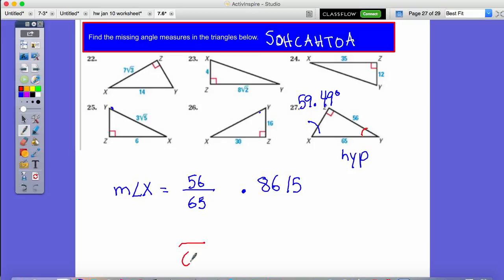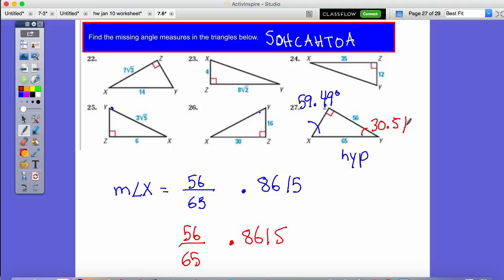For angle y, 65 is still the hypotenuse. 56, though, instead of being the opposite for x, is the adjacent to y. So I have the same actual ratio, 0.8615. But now I'm doing second button, and since I'm doing adjacent divided by hypotenuse, that's cosine. And I get 30.51. And 59.49 plus 30.51 is 90 degrees.